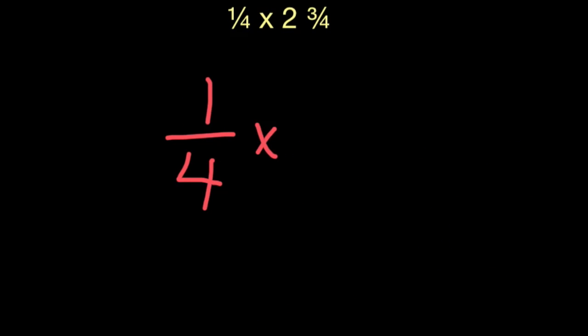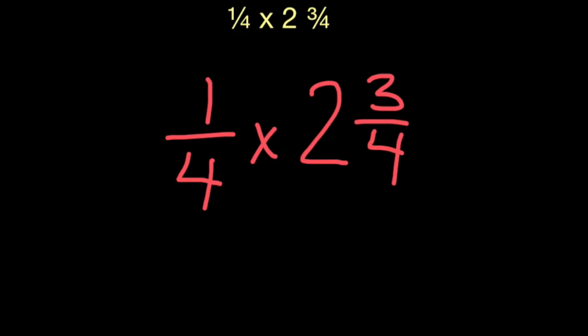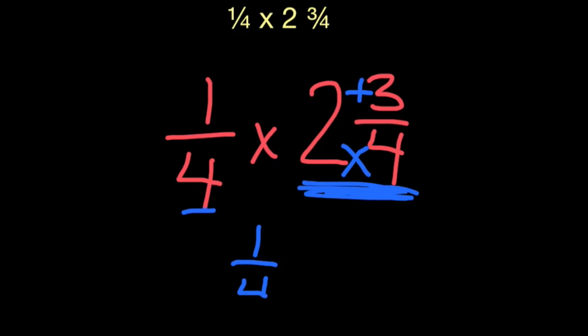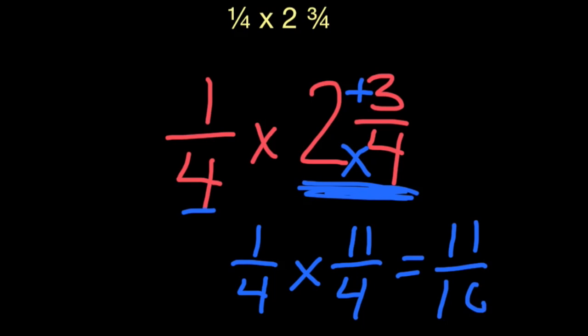1/4 times 2 3/4. Now this is a place where many people make a mistake. They do 1/4 times 3/4 and they leave the 2. That's not the way it works. This 1/4 has got to be multiplied times the whole thing. To make it easier, change this into an improper fraction. So you've got 1/4 times 2 times 4 is 8, plus 3 is 11 fourths. We get 11 over 16.